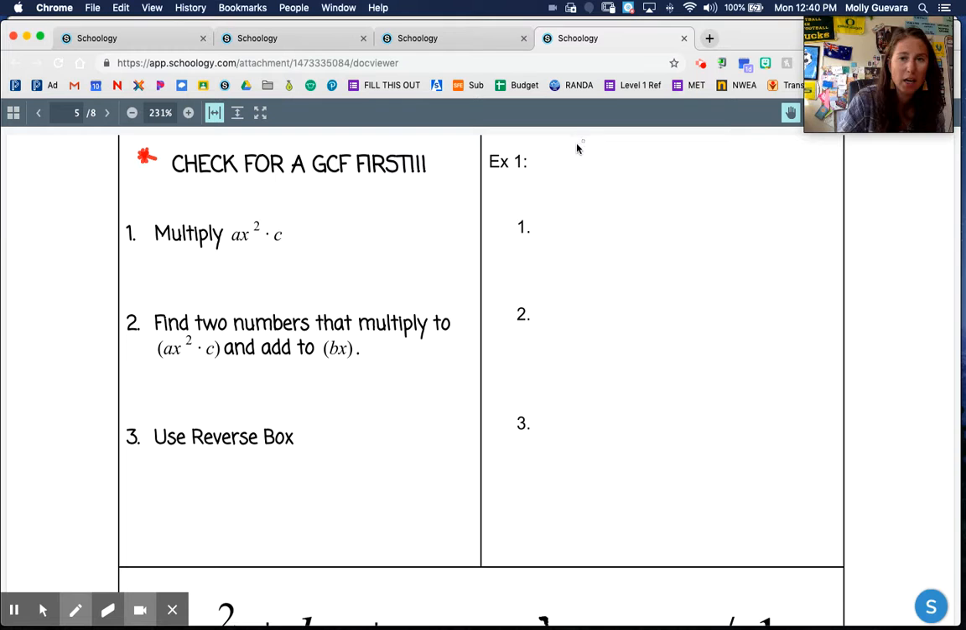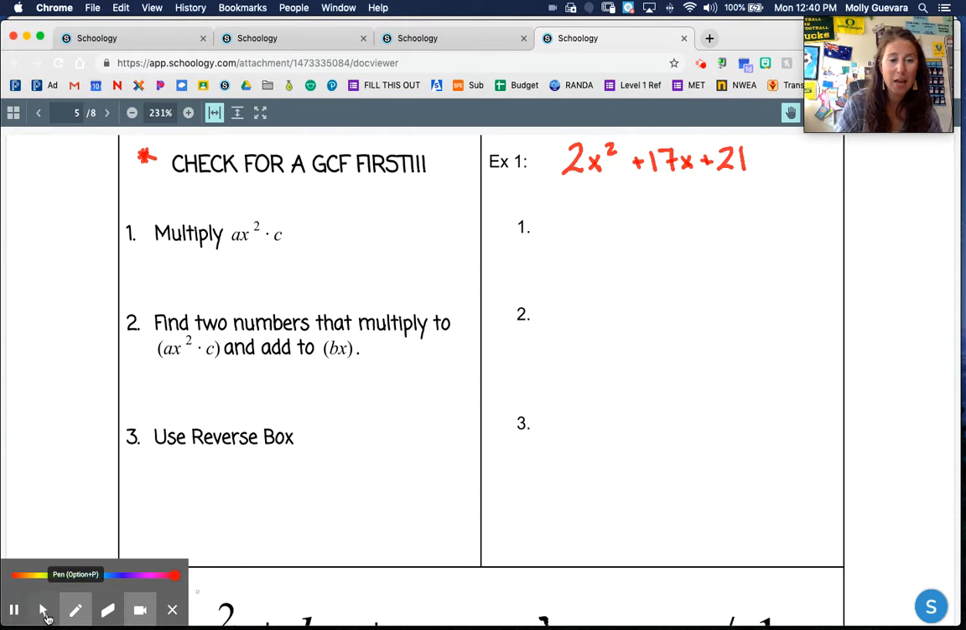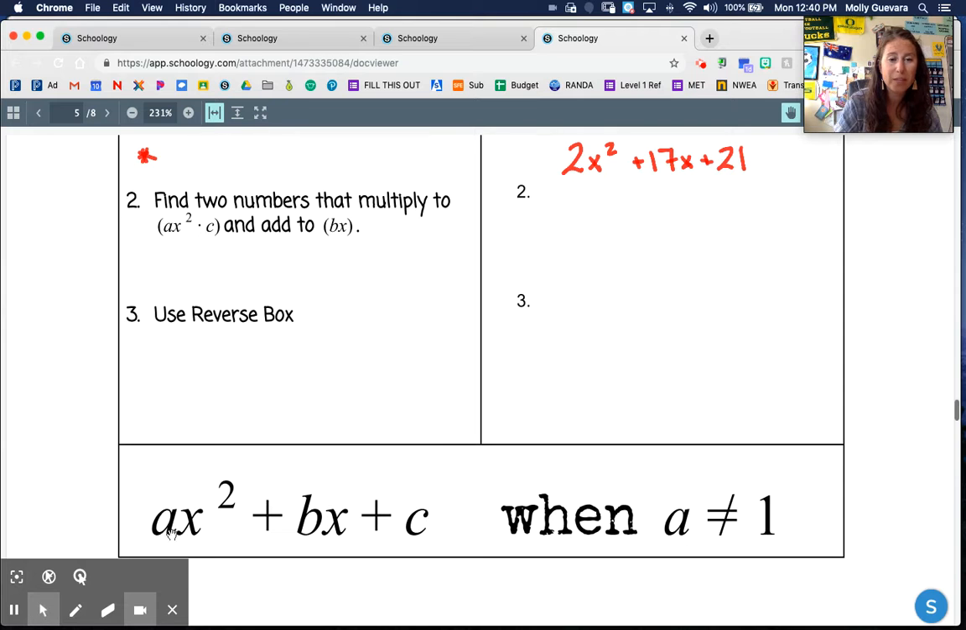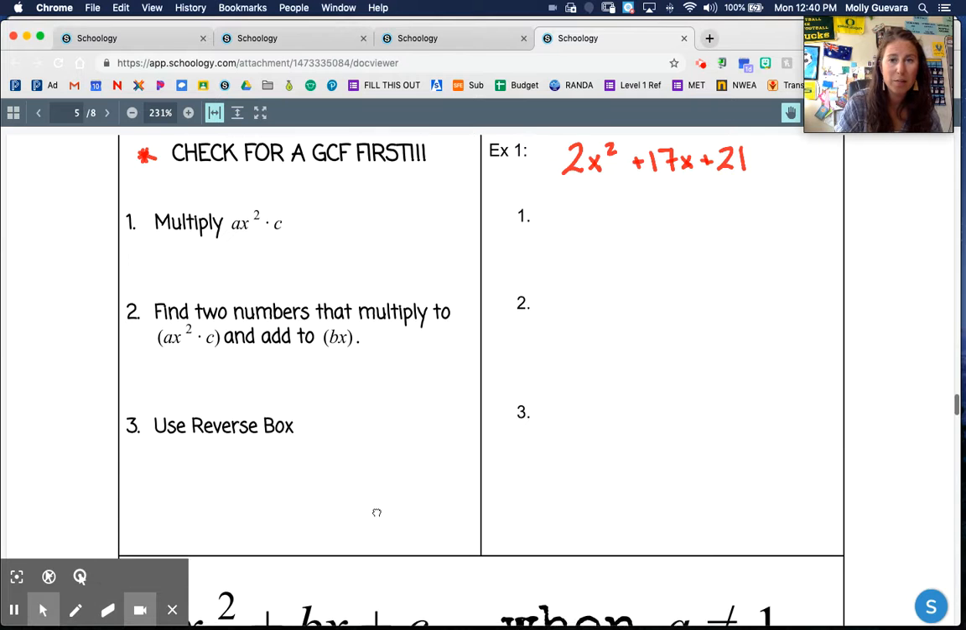Okay, so we're going to write down our example, which is 2x squared plus 17x plus 21. So when I look at this, I don't have a greatest common factor, right? There's no number that goes into 2, 17, and 21 that I can take out. So I'm just going to have to solve this using my steps here on the left. So the first step says to multiply your ax squared times c. Keeping in mind that your ax squared is your first term, right? Your c is your second term. So keep that in mind as we do this.